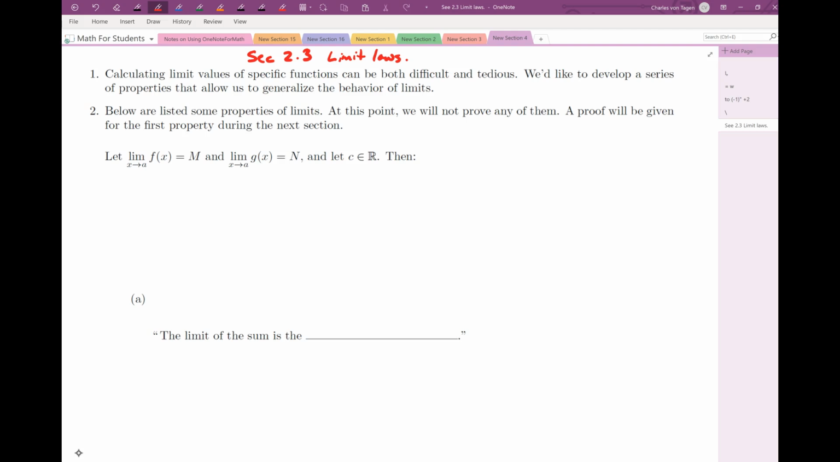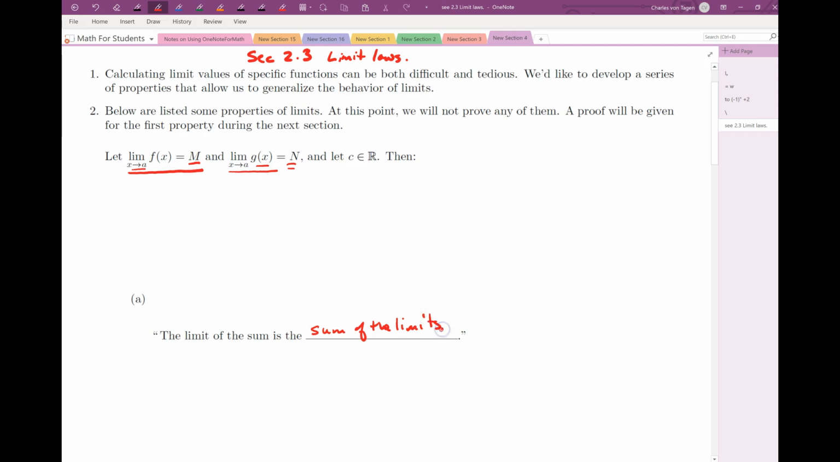So we're going to start off with this sequence of the basic limit laws. We're going to start off assuming that we know that for some function f of x, the limit as x approaches a of f of x is equal to m, and then for another function g of x, the same limit as x approaches a is some number n. Well, what else can we do? Well, the first property says that the limit of the sums is the sum of the limits.